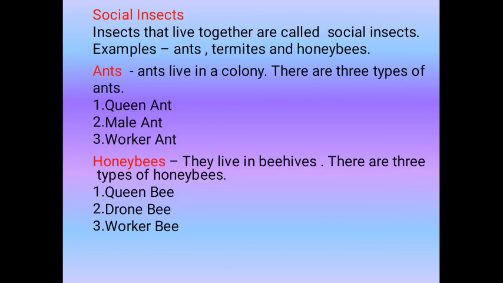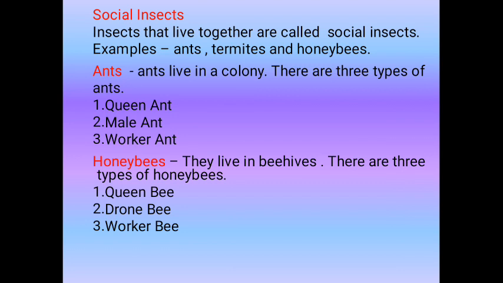Social insects. Insects that live together are called social insects. Example: ants, termites and honeybees. Ants live in a colony. There are 3 types of ants: queen ant, male ant, worker ant. The queen ant is an adult female ant. The only work of the queen ant is to lay eggs.